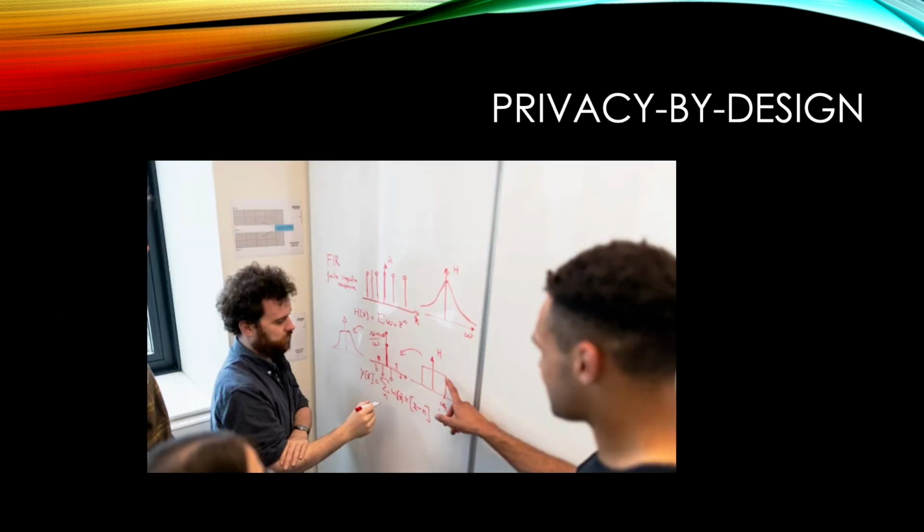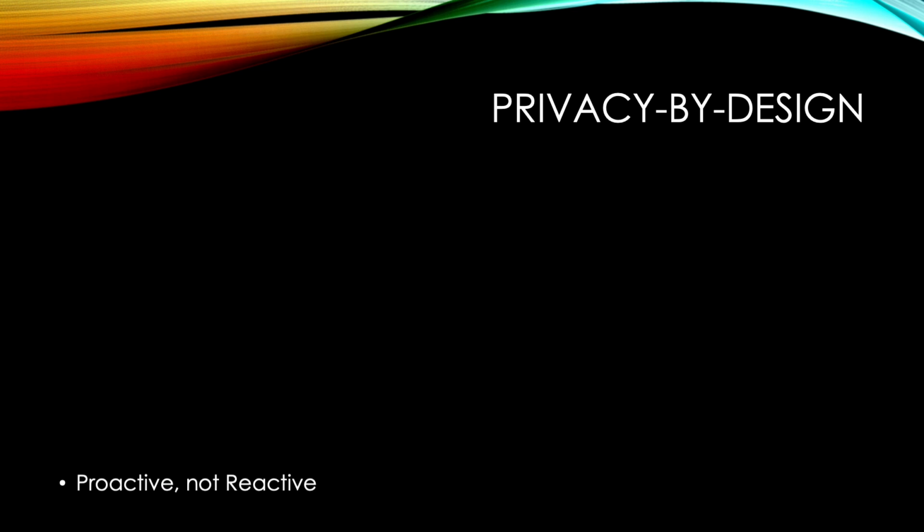Now let's talk about privacy by design, a concept that's central to GDPR compliance. It means that privacy and data protection should be built into systems from the very beginning, not as an afterthought. Privacy by design is based on 7 key principles. First, proactive, not reactive. Privacy issues should be anticipated and prevented.